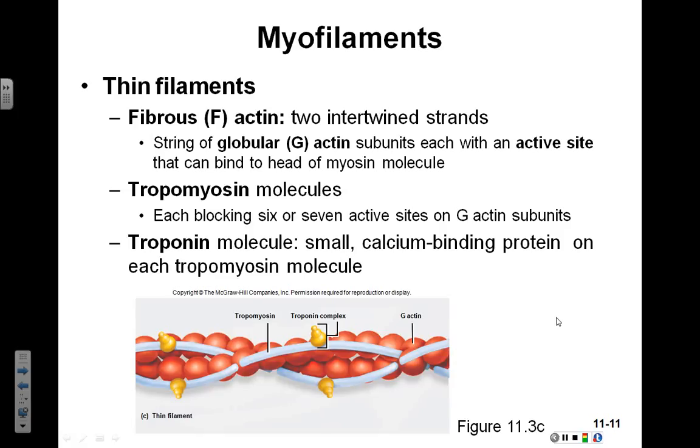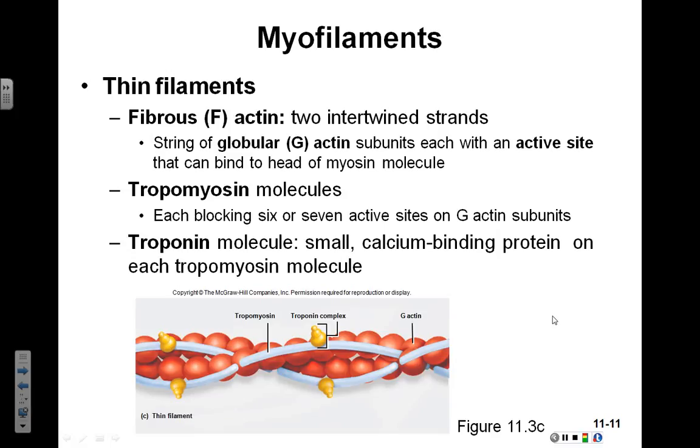A good example would be if you don't write notes from the board and you're just sitting there looking at me, your muscles are not contracting, okay? So this is what your thin filament is going to look like when your muscles are relaxed, because you're not writing. The tropomyosin, which is this baby blue rope here, is going to be covering those active sites.